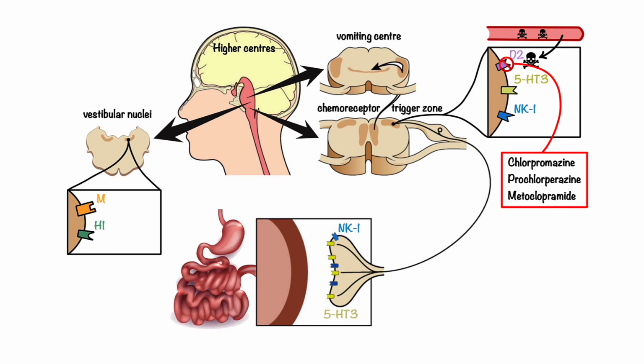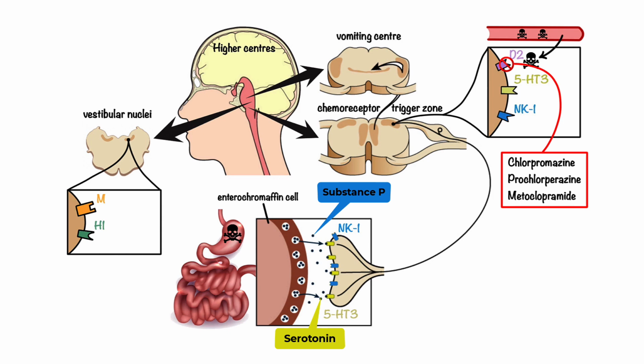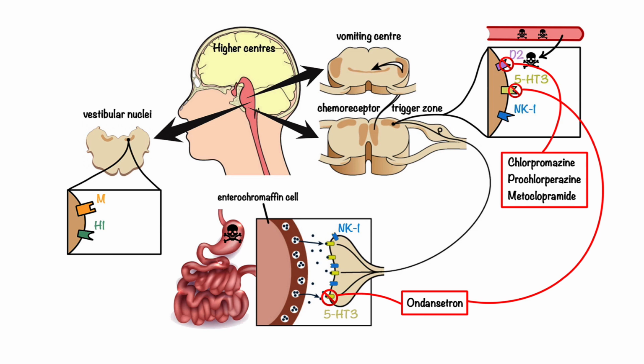Next, we have enterochromaffin cells of the gastrointestinal tract that can also be stimulated by ingested irritants or toxins, which in turn cause them to release neurotransmitters serotonin and substance P that bind to their respective receptors to send the signal to the chemoreceptor trigger zone. This mechanism can be counteracted by medications such as ondansetron, which acts by blocking serotonin type 3 receptors on vagal afferent nerves and the chemoreceptor trigger zone, thus inhibiting stimulatory effects of serotonin.